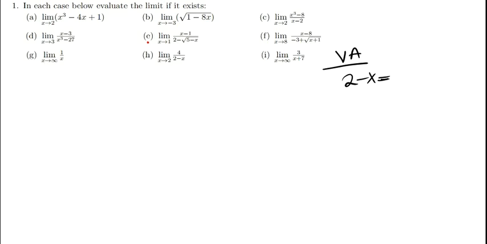Or I can say not equal to 0, but that is when you're finding the domain. So negative x will be equal to negative 2, so x will be equal to 2. So my vertical asymptote is at 2.